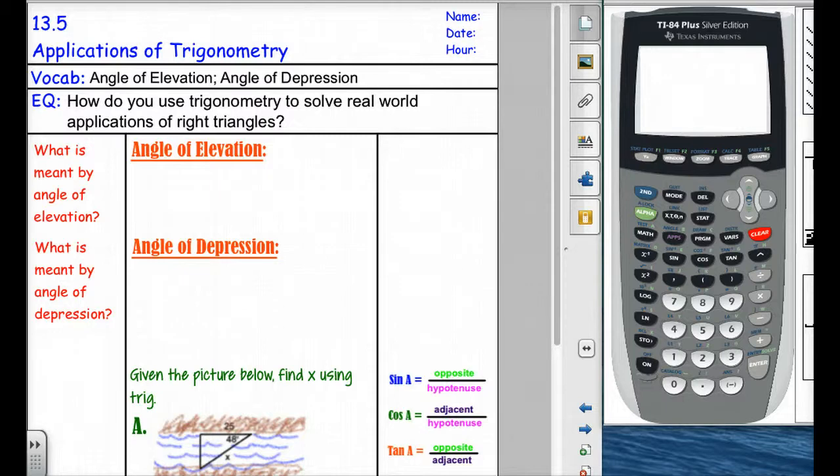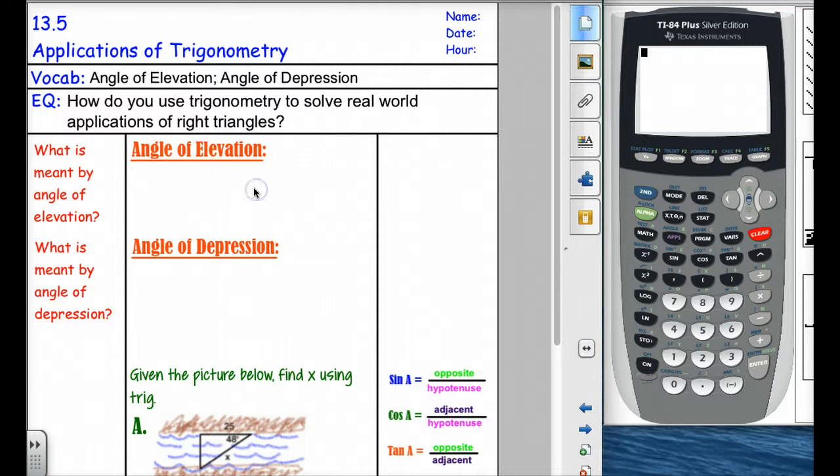So yesterday we took a look at solving triangles using trigonometry, and now we're going to take that concept and apply it to word problems. Some terms that I want to make sure I clarify with you before we get started, because you will see them in some of your word problems, are angle of elevation and angle of depression.